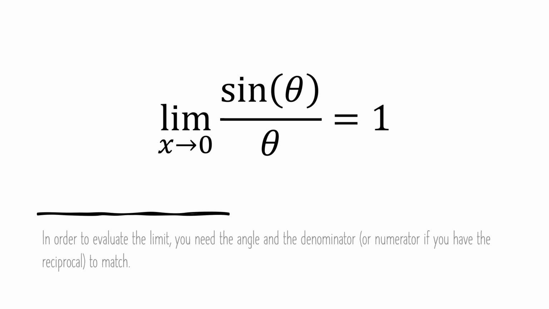So if we have the limit as x approaches 0 of sine of something over that same something, that will be equal to 1, as long as, of course, theta is some sort of function of x. It has to be in terms of x. So in order to evaluate the limit, the angle, what your sine is of, and the denominator, or the numerator if we have the reciprocal, need to match each other.